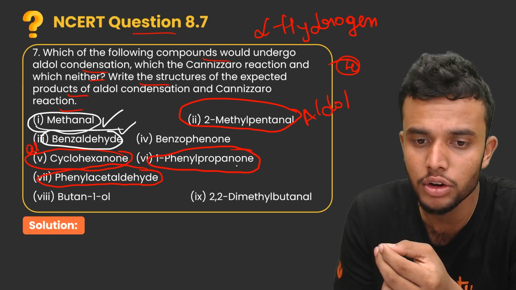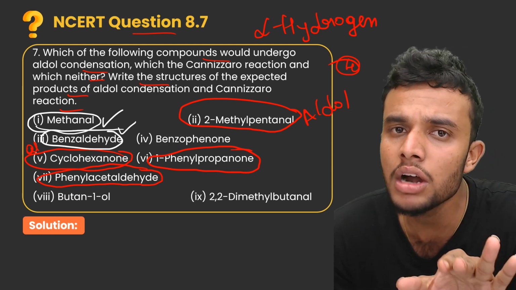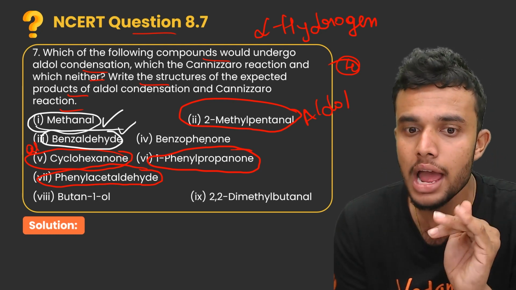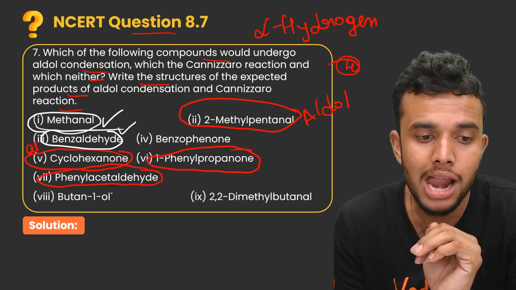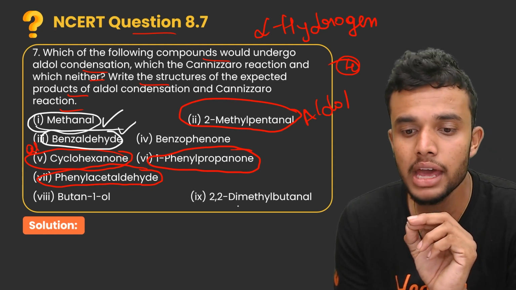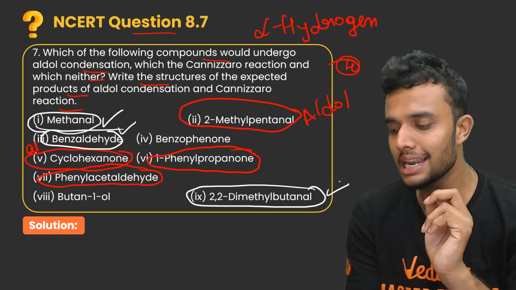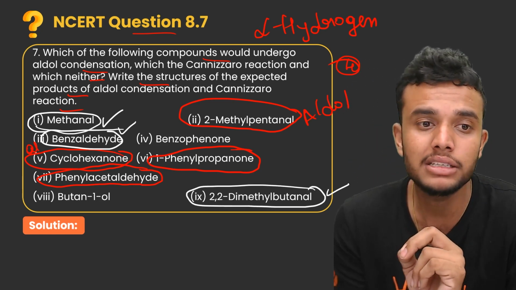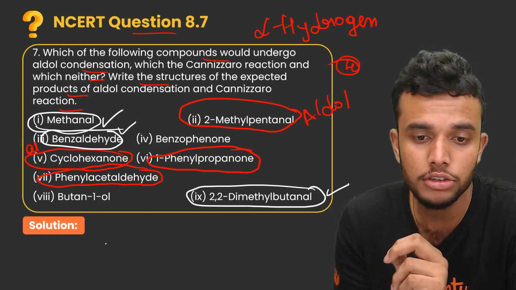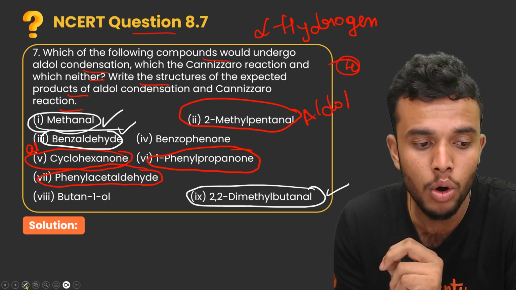Next, benzophenone. No, a ketone compound does not undergo Cannizzaro reaction, we already know. Butanol, an alcohol: no, it does not undergo. Here 2,2-dimethyl butanal is there, and it undergoes Cannizzaro reaction. Next, we also choose neither: benzophenone and butanol.